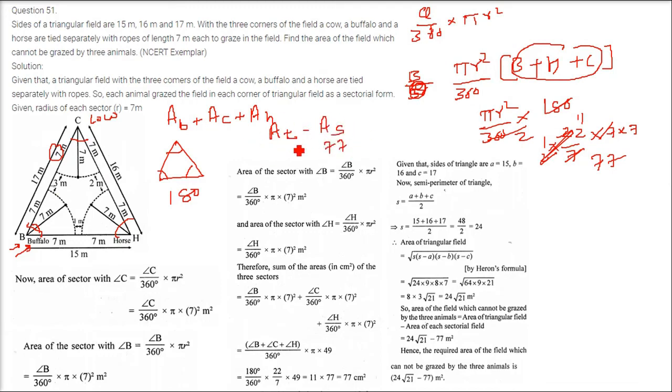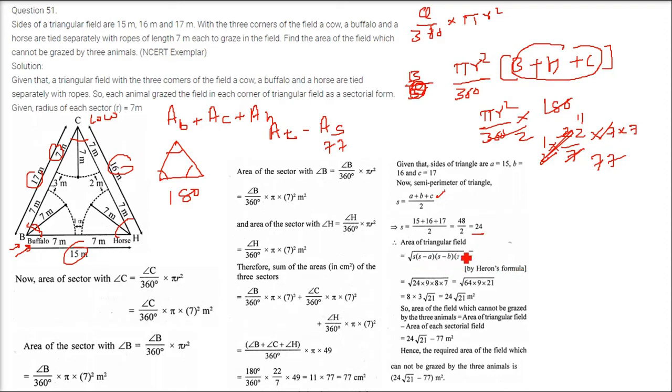Now we have to find out the area of the triangle. Because the different sides are given, we will use Heron's formula. In Heron's formula, we add 17, 16 and 15. We add them and divide it by 2. So we get S. A plus B plus C by 2, 15 plus 16 plus 17 by 2, which comes to 48 by 2, it is 24. Now we'll use the formula under root S, S minus A, S minus B, S minus C.